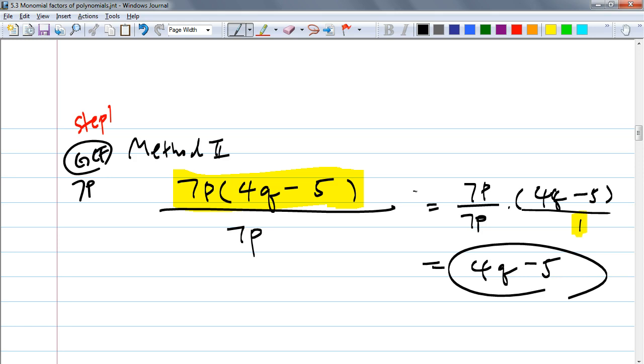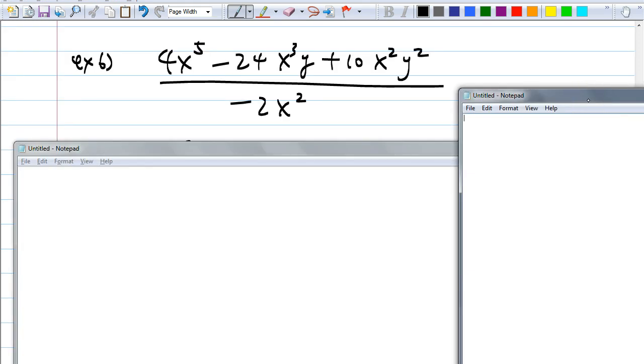Actually, okay. Let's try one more example. Is that okay? All right, here we go. Let's try one more. Okay, go ahead and try this example: 4x to the 5th minus 24x cubed y plus 10x squared y squared, all over negative 2x squared.